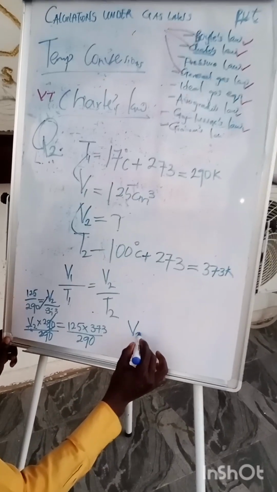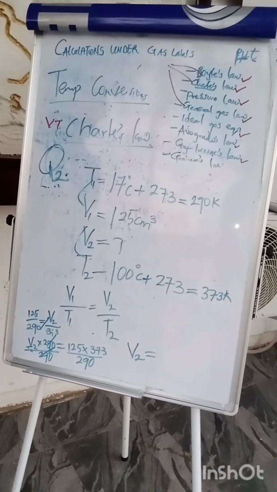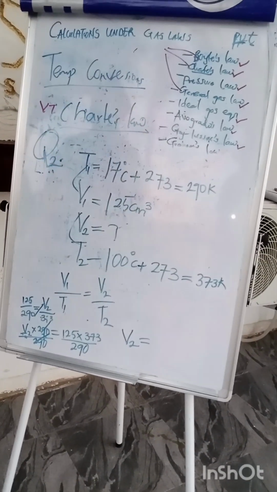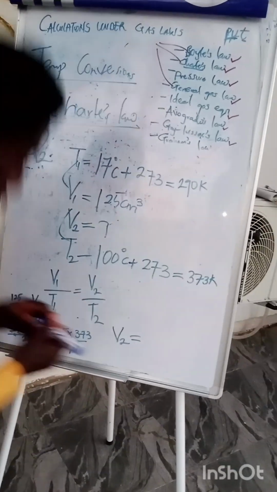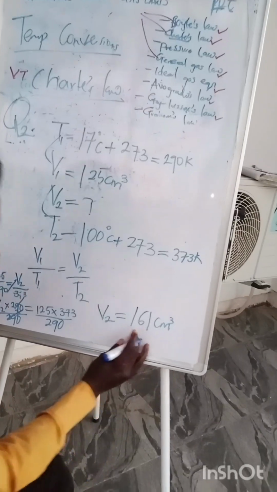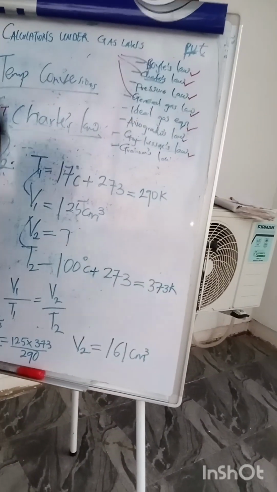Press your calculator. Let me see what you get. That's 125 times 373, then divide it by 290. Then you should get 161 centimeter cube. If you did not get this, that means you did not press your calculator well. Let me clean the board.